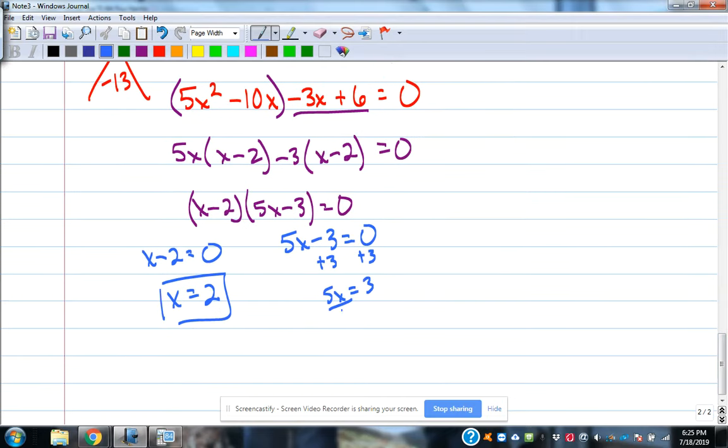5x equals 3 divided by 5. And we get this fraction, 3/5. Okay. And again, I got to go back to the original and plug this in and see if they work out one at a time.